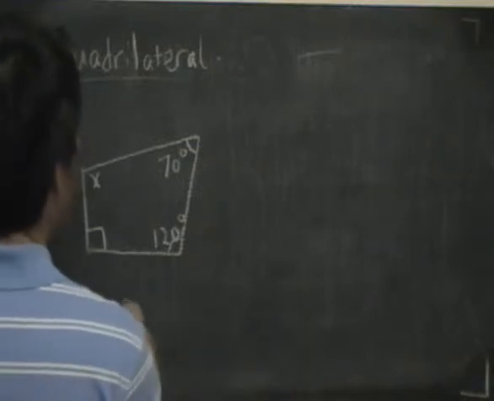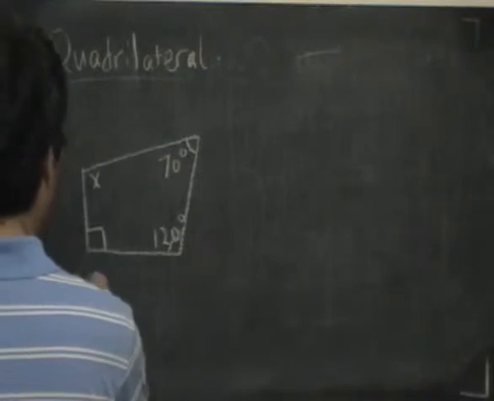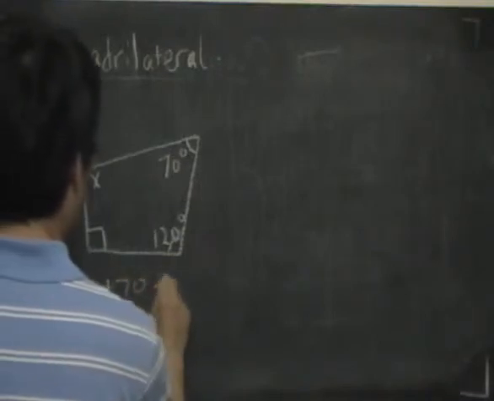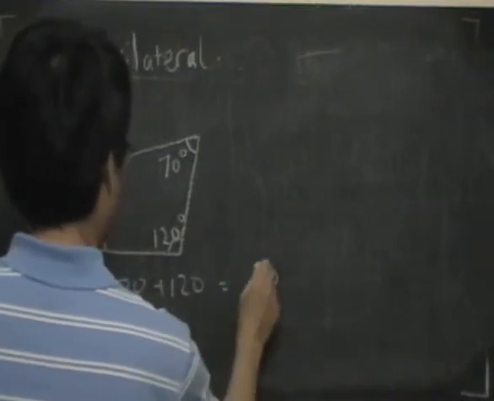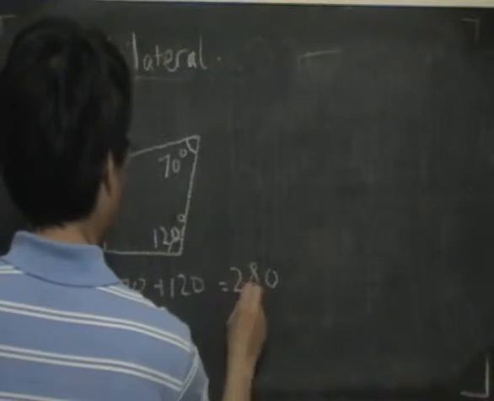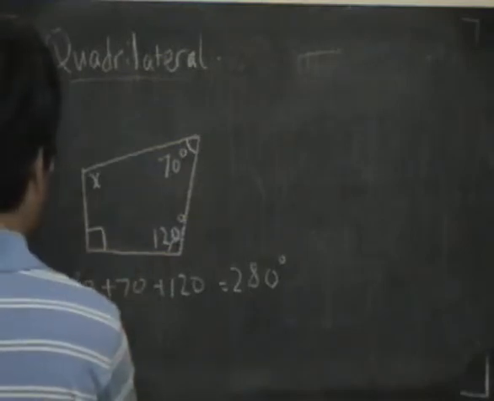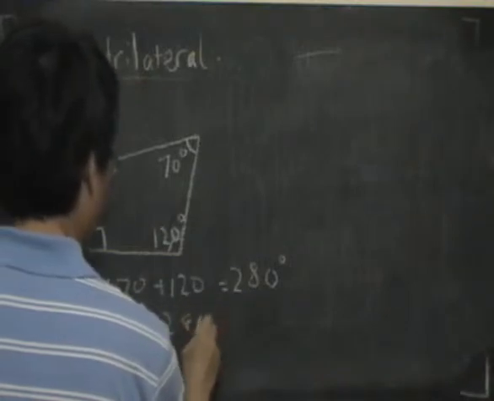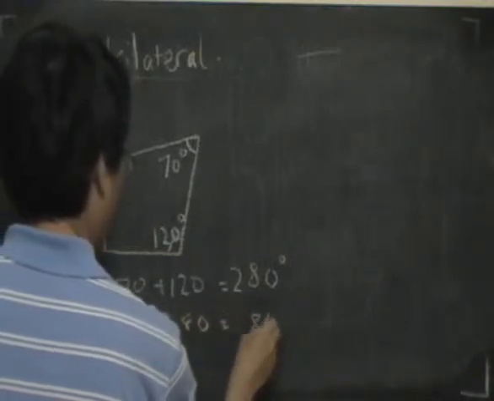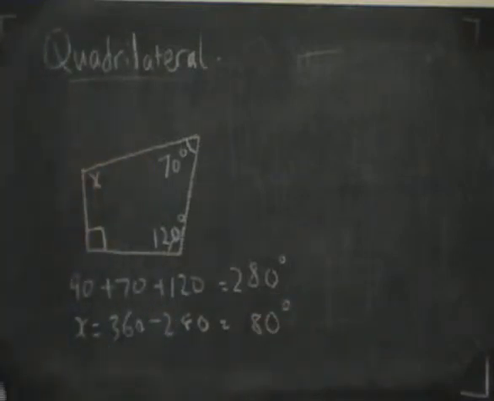Now let me just start by adding those up. So 90 plus 70 plus 120 is 280 degrees. Right? So x is equal to 360 minus 280, which is 80 degrees. So that's the answer.